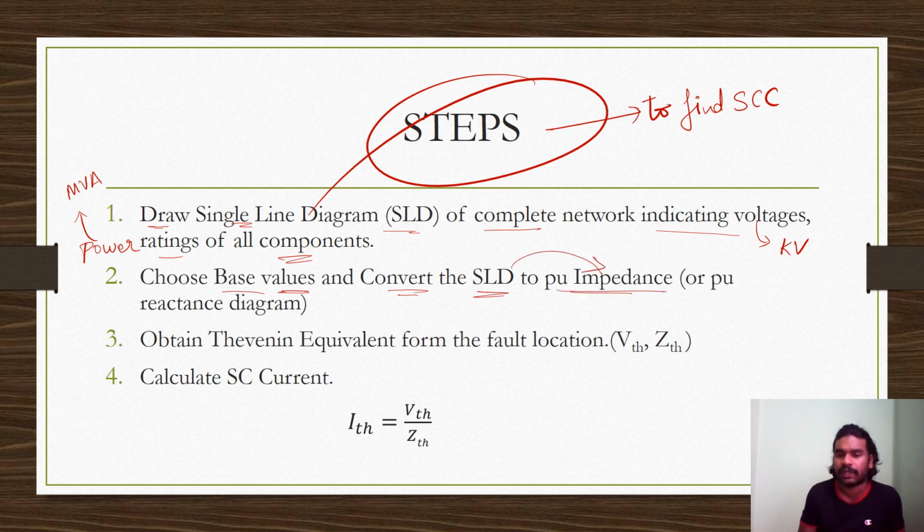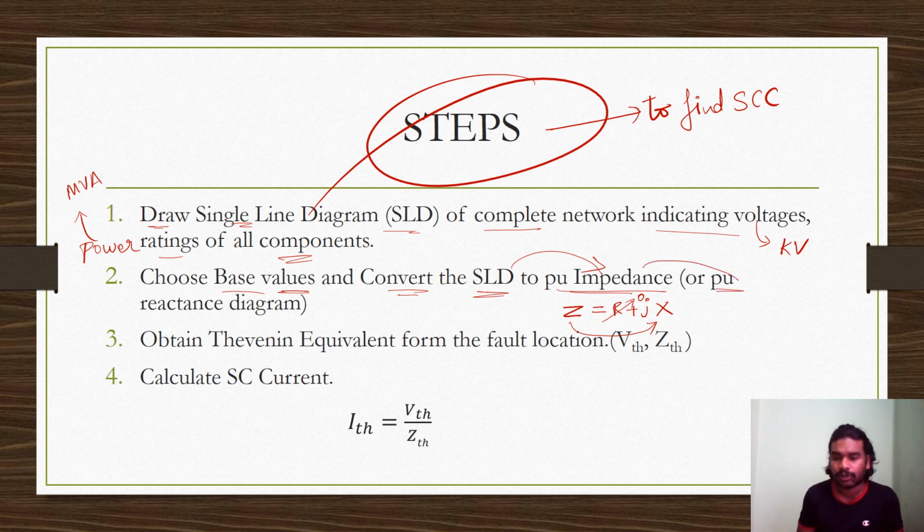Okay, into per unit impedance or per unit reactance diagram. What is per unit impedance or per unit reactance? We know impedance Z is equal to R plus jX. Mostly in any analysis of power system, we take R to be 0. Then impedance equals reactance, right? So if the resistance of the system is considered to be 0, then the impedance diagram becomes a reactance diagram.